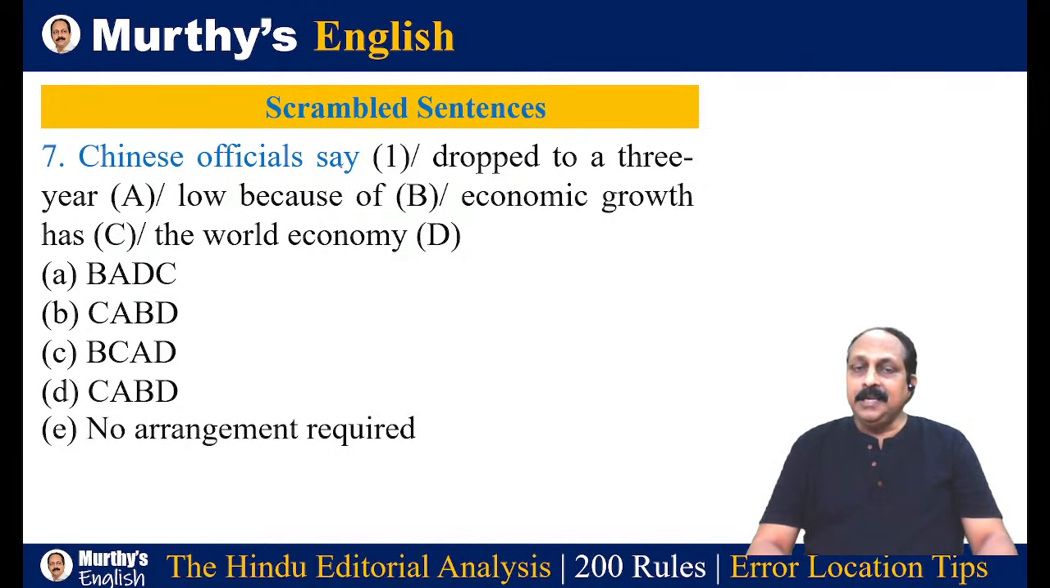Chinese officials say what? Economic growth has dropped. Continuity, present perfect tense. That means what? CA you have to get. CA dropped to a 3-year low because of the world economy. Answer is D. That's right. CABD.